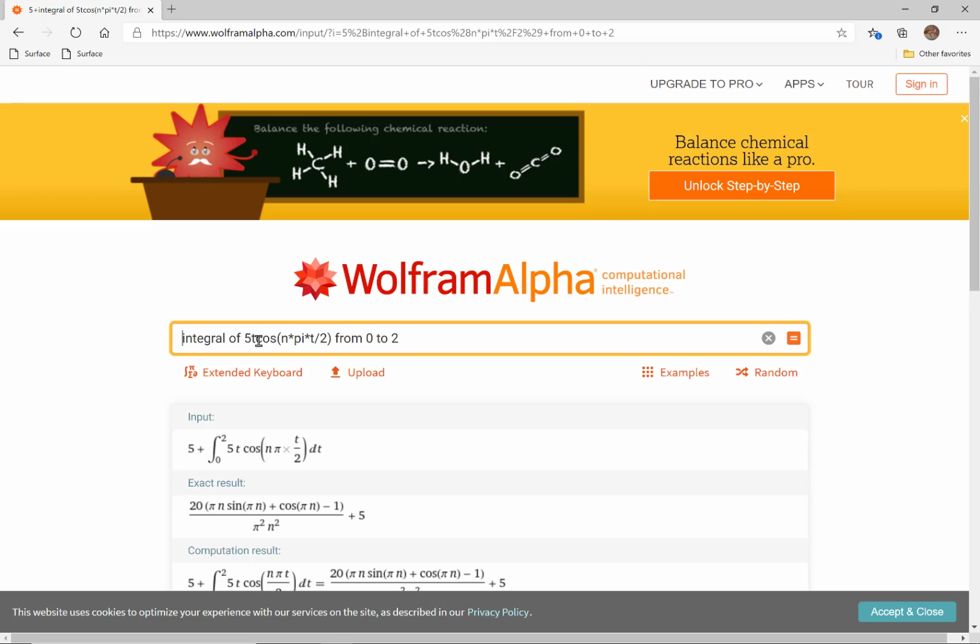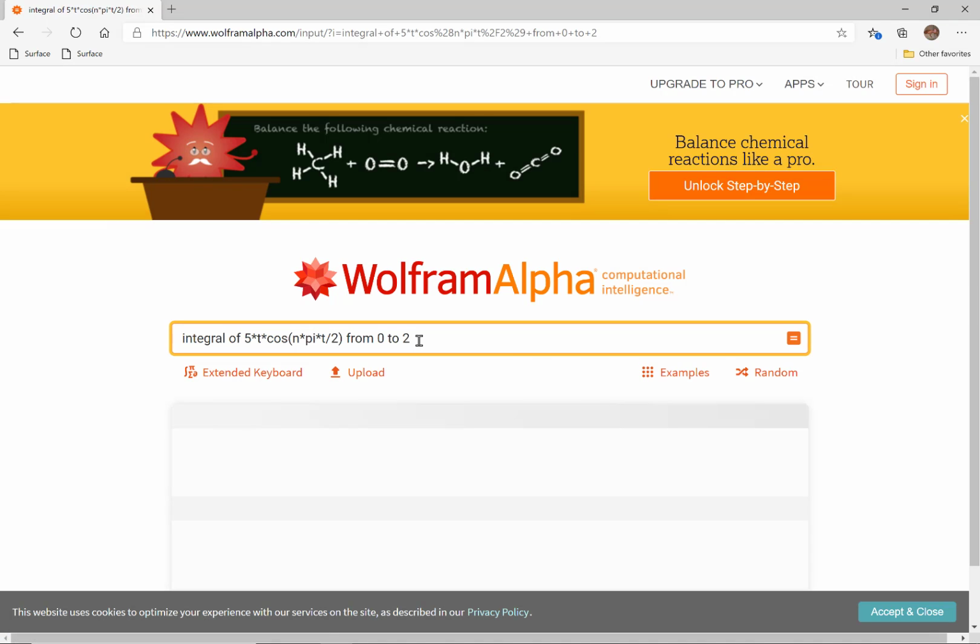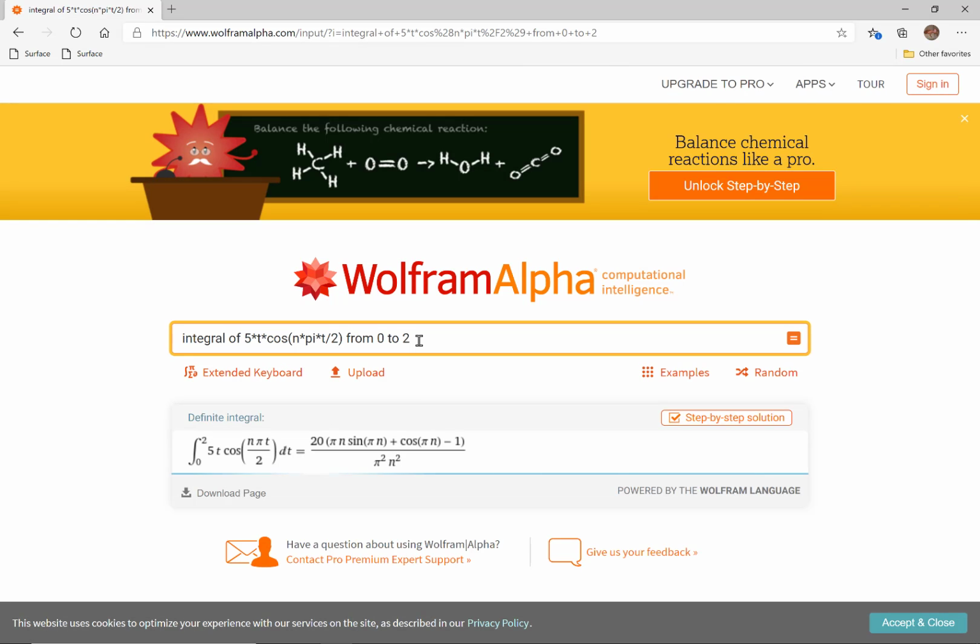So in other words, if in doubt, just go ahead and put your asterisks in here, and you can also put in one there as well. 5 times t times cosine of n times pi times t over 2. And notice how we just write this out in straight English from 0 to 2. It's really remarkable the way this works. It's just so convenient. And so then you hit return, and you can see it takes just a moment, and you have your answer.